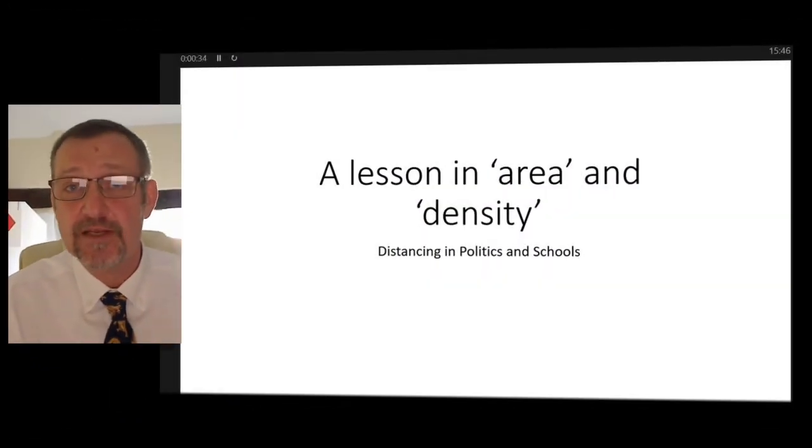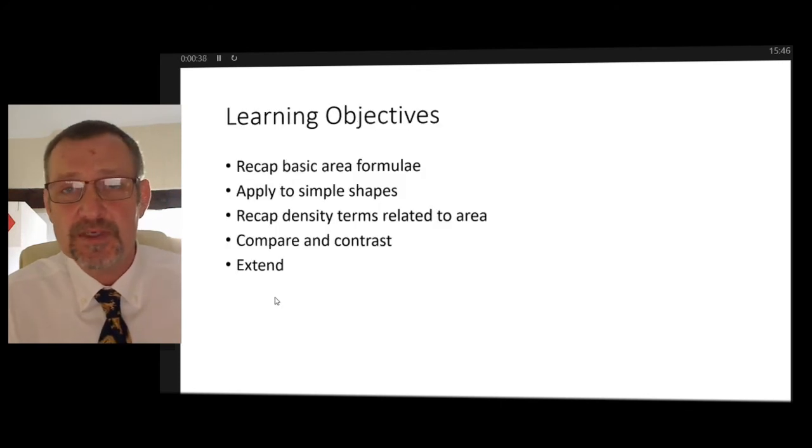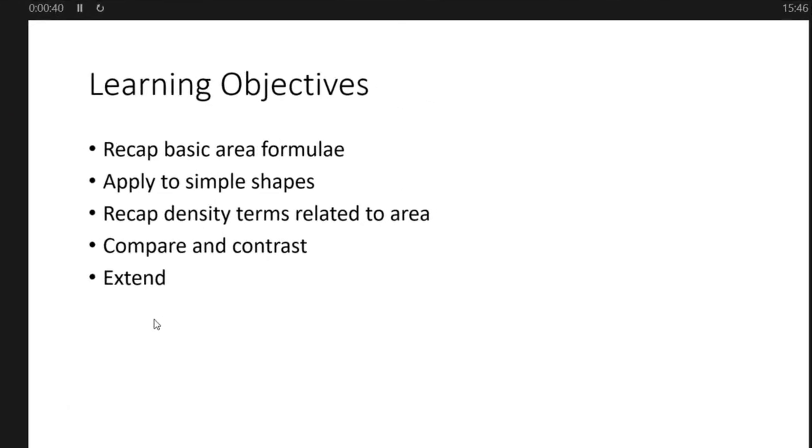Hello, right. Today I want to look at recapping and going over calculations to do with area and density, and I thought I'd use a little bit of topical information from where we are at the moment. So I'm going to look at it in relation to politics and then compare and contrast it to what's happening in schools. So, learning objectives today, first of all, we're going to recap some basic formula.